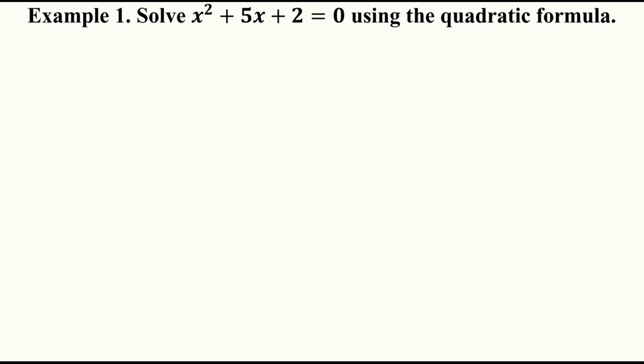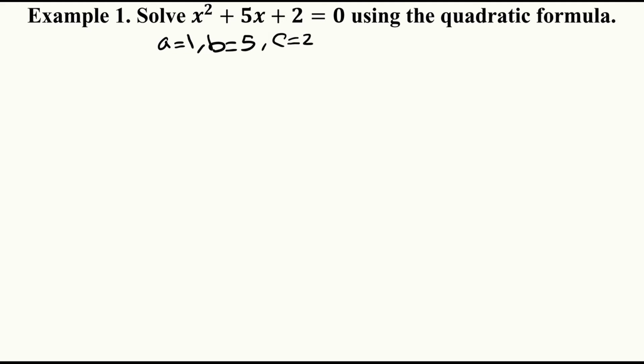Let's go ahead and try solving this quadratic equation using the quadratic formula, and we want to first of all make sure that it's in standard ax squared plus bx plus c equals 0 form, which this one is, so we can go ahead and proceed. So here we're going to extract the values of a, b, and c. We can see here that a is 1, b is 5, and c is 2.